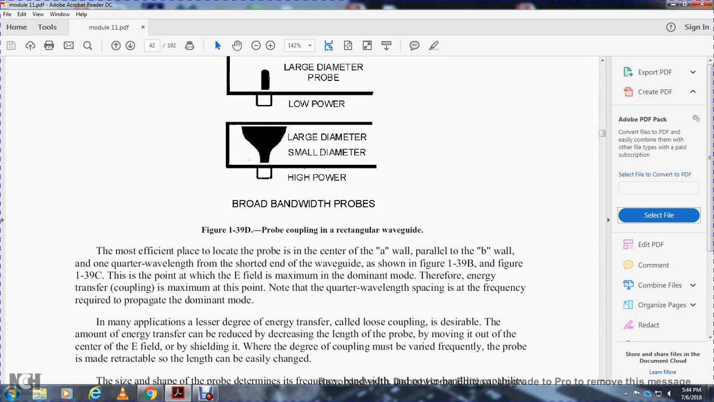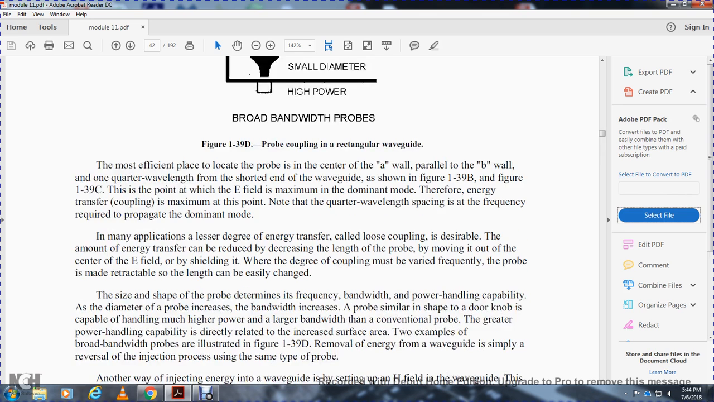The most efficient place to locate the probe is in the center of the wall parallel to the B wall, a quarter wavelength from the short end of the waveguide, as shown in Figures 139B and 139C. This point is where the electric field is maximum for the dominant mode. Therefore, energy transfer is maximum at this point, and the quarter wavelength spacing is at the frequency required to propagate the dominant mode.